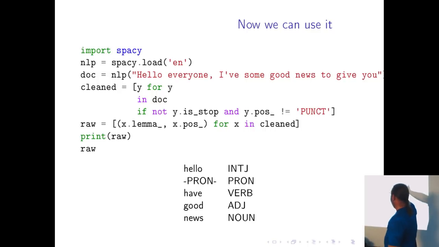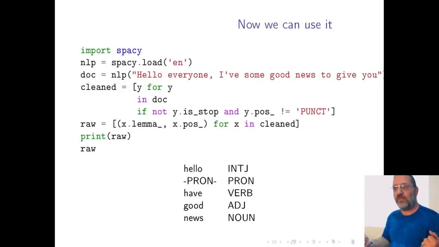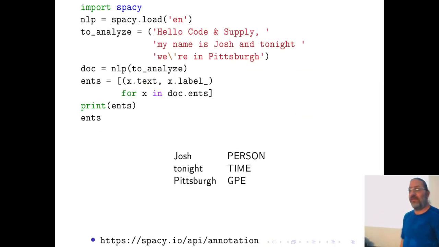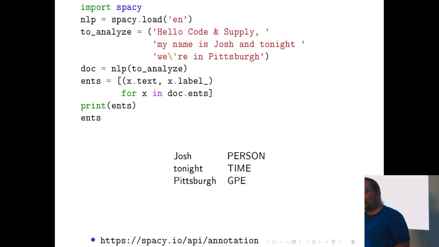So now I have this sentence, hello everyone, I have some good news to give you, with all the stop words removed: hello, a pronoun, have, good, news. Now I can do something else with that, try to understand it. There are no entities in that, but what if I wanted to find entities, which is really what we're talking about here tonight? There's a built-in entity system that's pretty well trained. It has a lot of entities behind it.